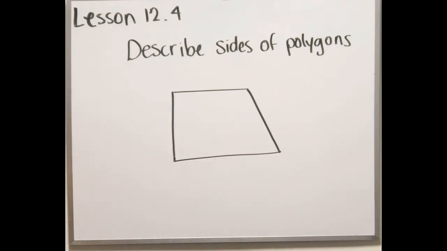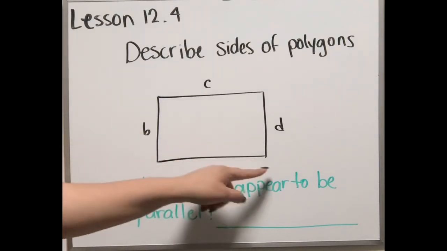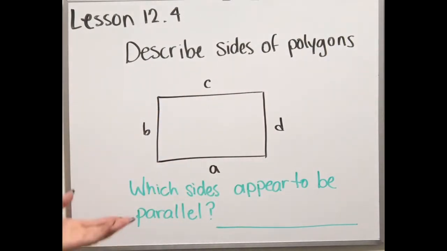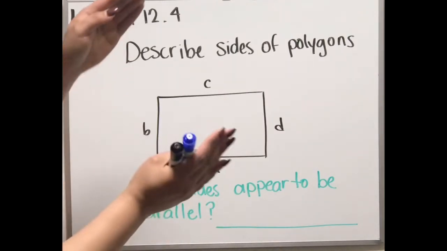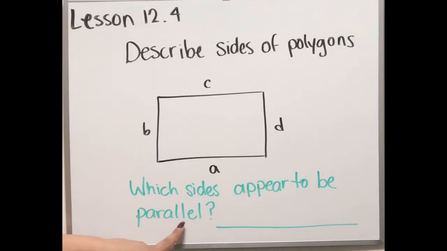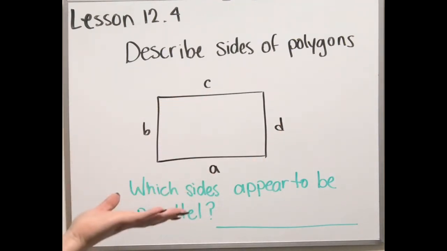sides, parallel lines. Now looking at this polygon right here, this rectangle, let's try to see which sides of this polygon appear to be parallel. Remember that parallel lines are straight lines that never cross. They never cross, they never meet at any point. They're only straight lines. They never touch. So let's try to see which sides appear to be parallel. I put letters in here so we can make pairs of them.